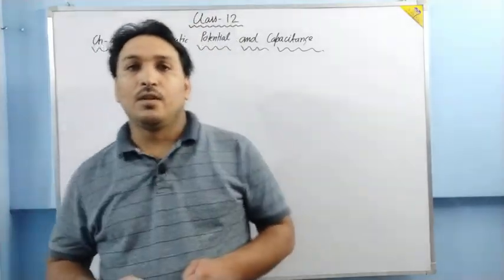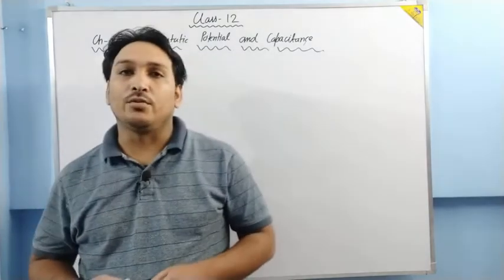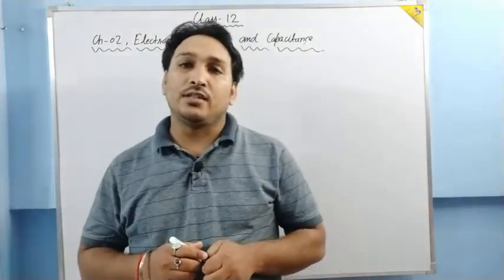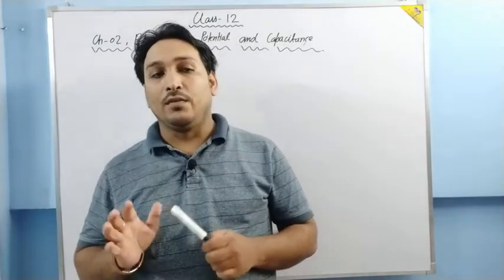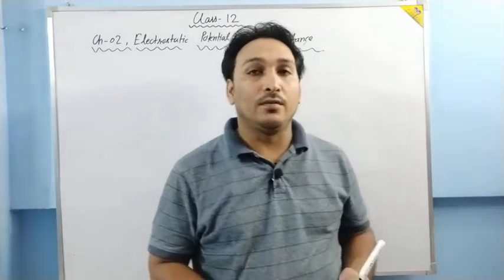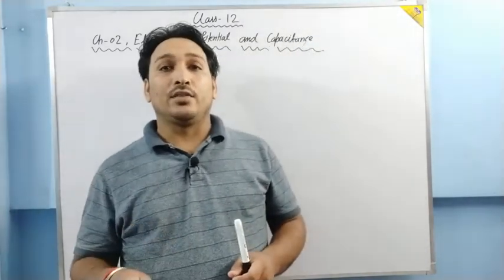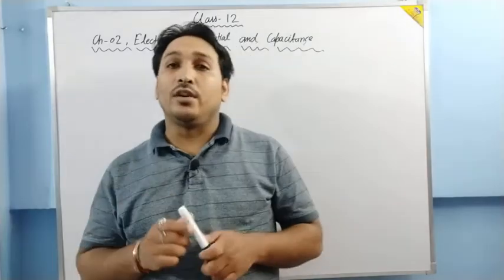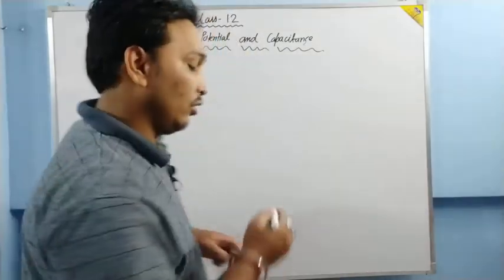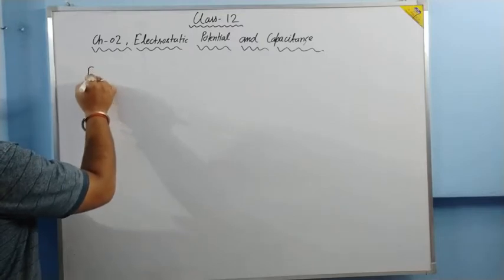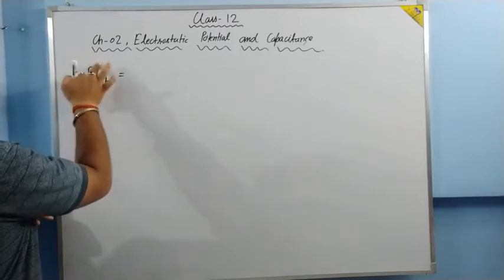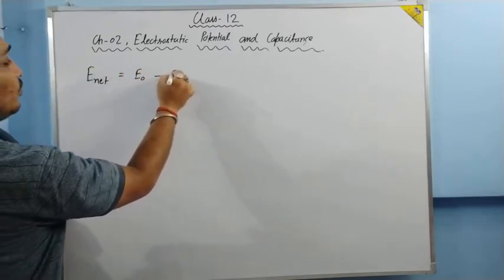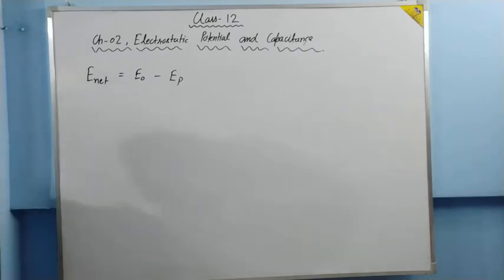Hello dear students, as you all know we are doing chapter number 2, electrostatic potential and capacitance. In the last lecture we studied the dielectric slab, and we studied that whenever a dielectric slab is put in an external electric field, the electric field inside the dielectric is less than the electric field already present in the vacuum. We also derived a formula: the electric field inside the dielectric, E net vector, is equal to E naught, which is in the vacuum, minus EP. EP is the electric field due to polarization. Okay, we have done it.